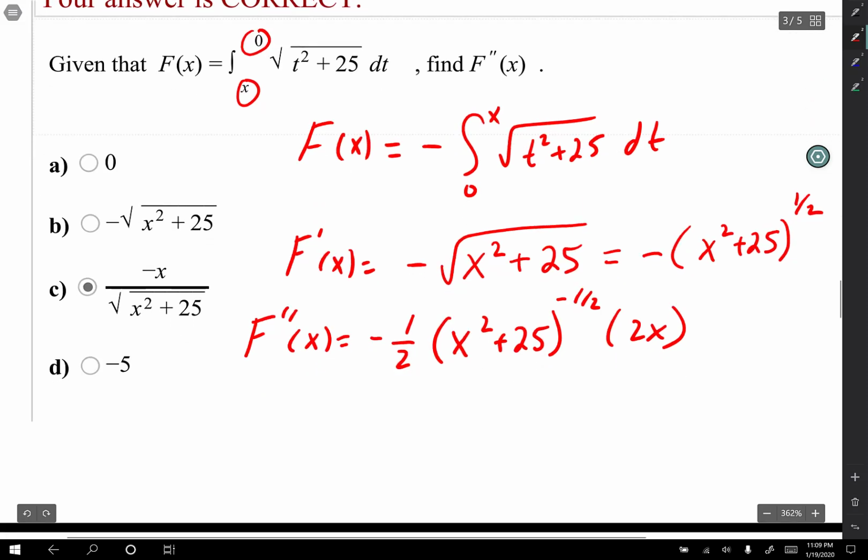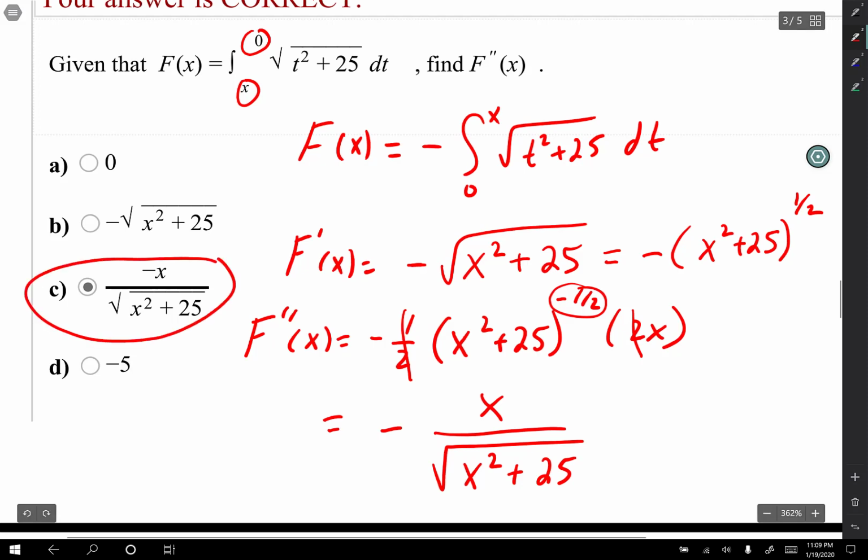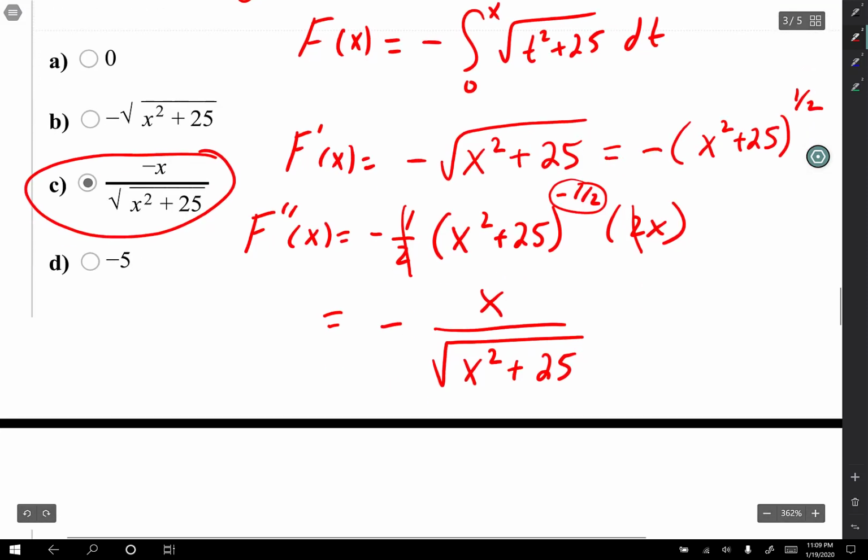So let's see, that half and that 2 cancel each other out. I'm going to have a negative and then x on the top, and that's negative 1/2. That means you bring it down. Square root of x squared plus 25. And there it is. All right, let's keep going.